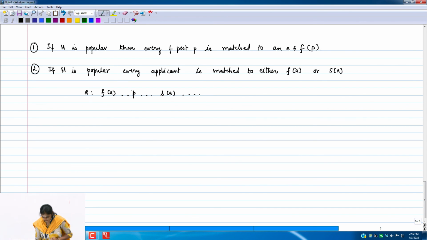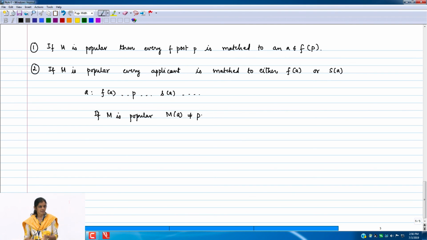So now what we will try to argue is that if M is popular, M of A is not equal to P. What do I mean by P? A post which is strictly nested between its F post and S post. This cannot happen. This is what I want to show. So what this claim says is that every applicant is matched to either its FA or SA.